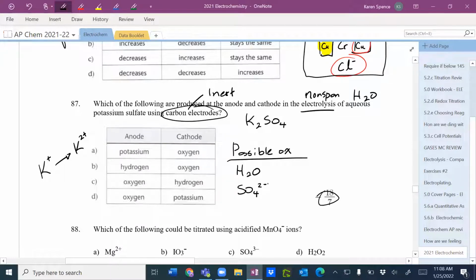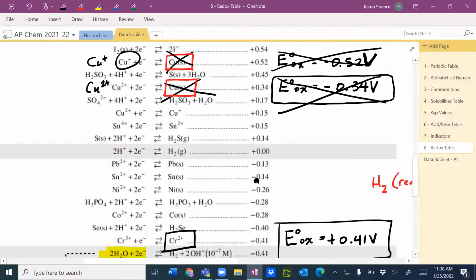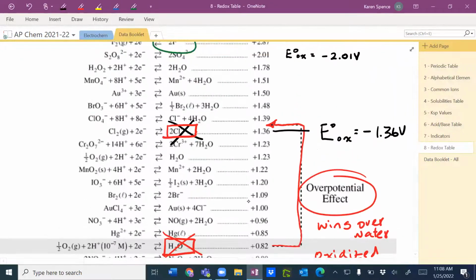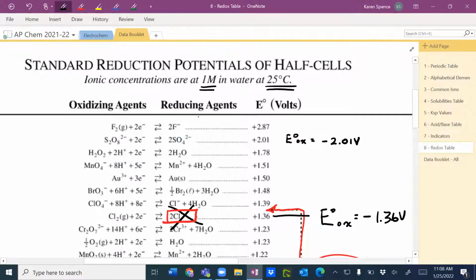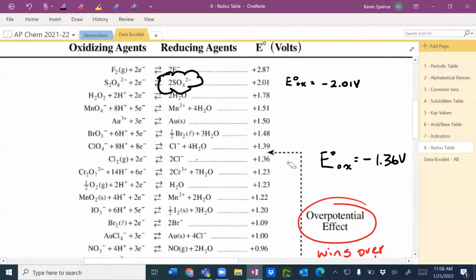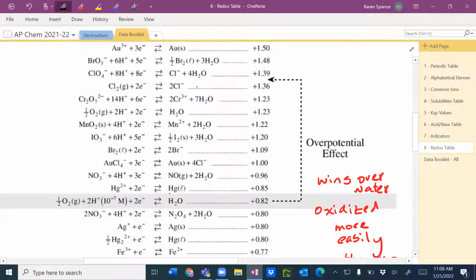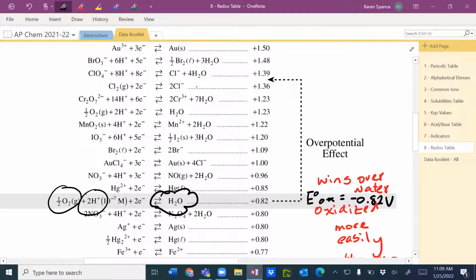I think it can. So SO4 is up here somewhere. There it is. SO4 is not very good at getting oxidized, especially when we compare it to water getting oxidized, which is here. And that would be negative 0.82 volts. So we are producing then oxygen and H+ at the anode.